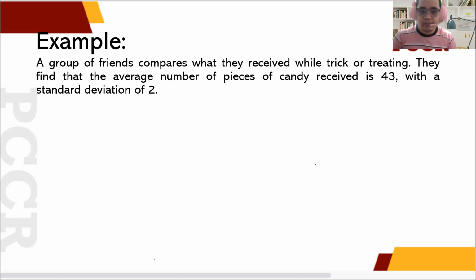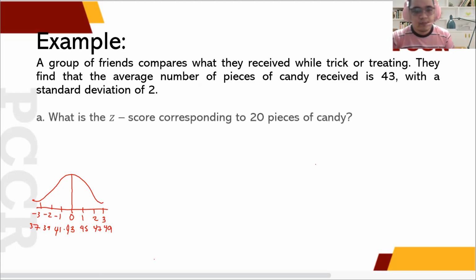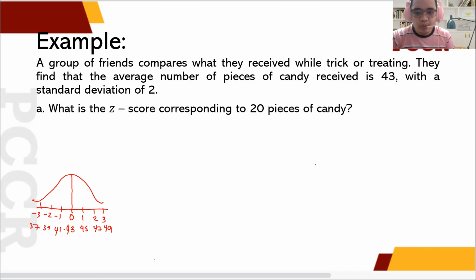They find that the average number of pieces of candy received is 43 with a standard deviation of 2. So if we draw the scenario first, we know that the one in the middle is 43 since it is the mean, and the standard deviation is 2. That would imply that the 1, 2, 3 here are 45, 47, 49, since we add 2 each time. Here on the negative side, negative 1, negative 2, negative 3, also by 2, you have 41, 39, 37. The question is, what is the z-score corresponding to 20 pieces of candy?